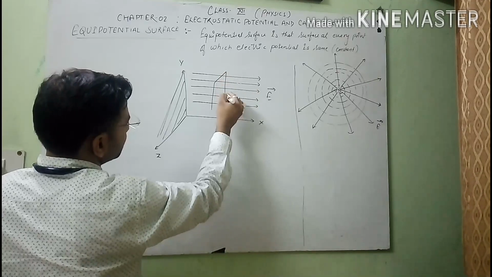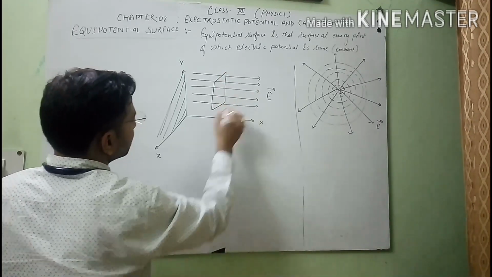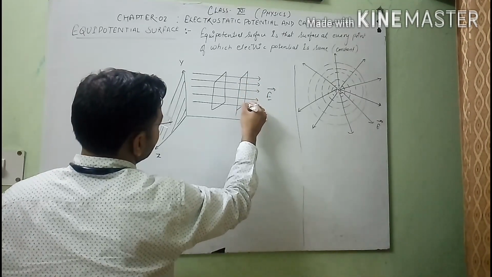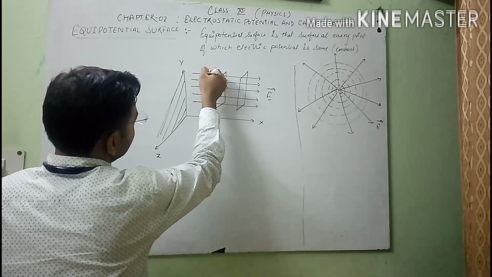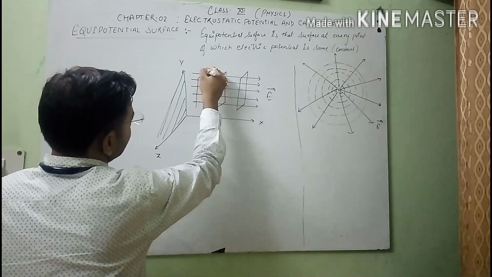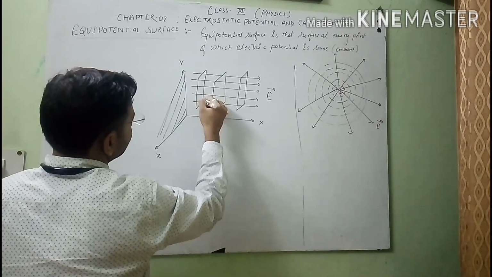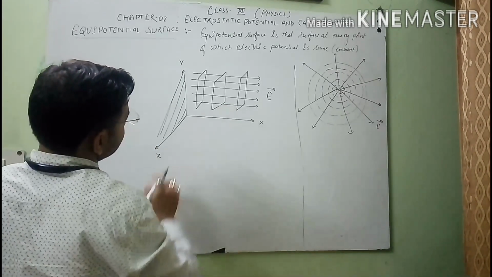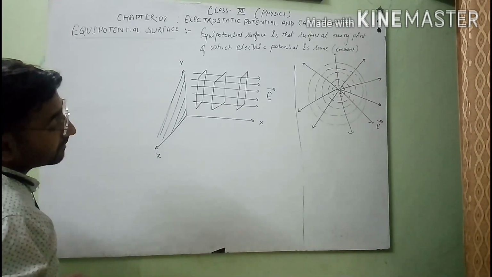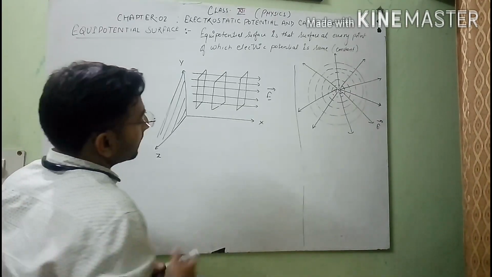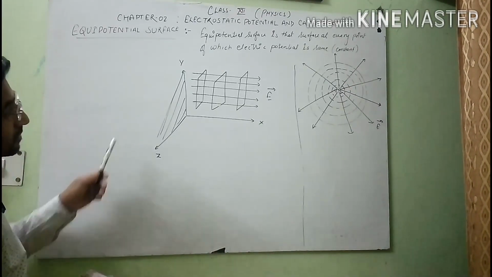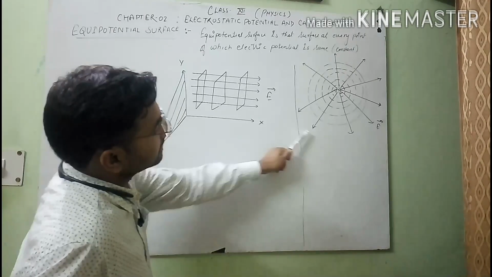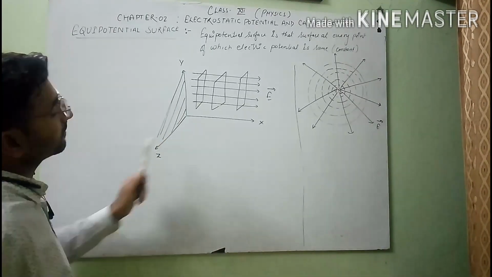So here we can see that the surface which is normal to the given electric field is parallel to the YZ plane. So that's why we can say that for a uniform electric field region, the equipotential surface is parallel to the YZ plane, for the given electric field E along the x-axis. Clear, students? So these are the diagrams of the equipotential surface for a single charge, and the equipotential surface for a uniform electric field region.